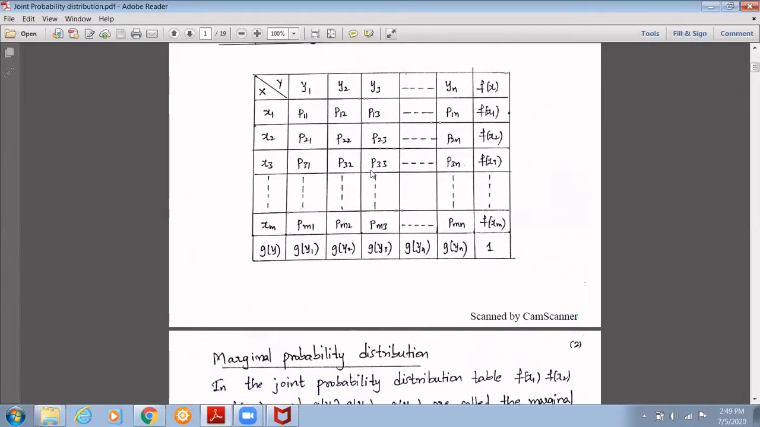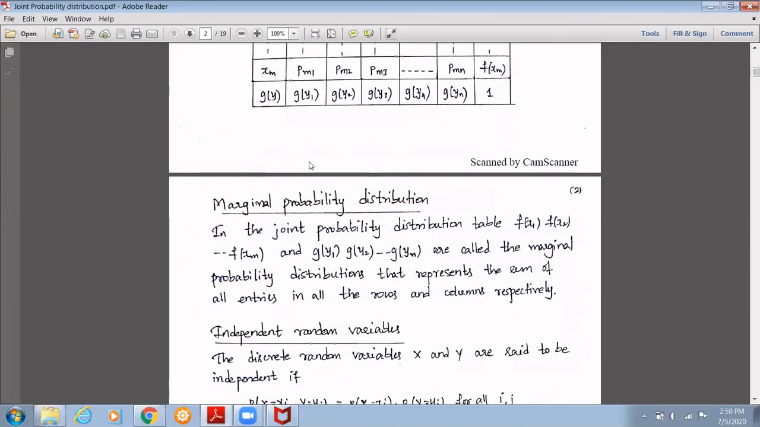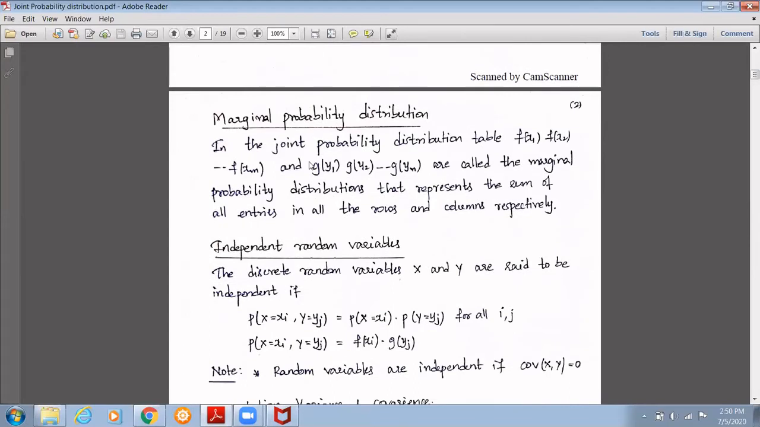So when we move to the table, we can observe here p11 plus p12 plus p13 and so on up to p1n is equal to f of x1. This is the marginal distribution for the random value x1. In the same way, if we go along the columns, p11 plus p21 plus p31 and so on up to pm1 is equal to g of y1. This represents the marginal distribution of the random variable capital Y equal to y1. So now we know what we mean by the joint probability distribution table and the marginal distribution.